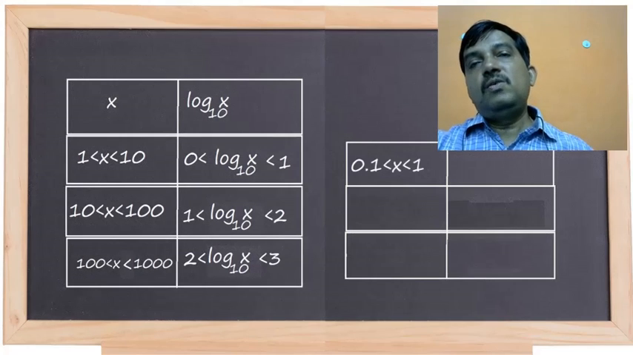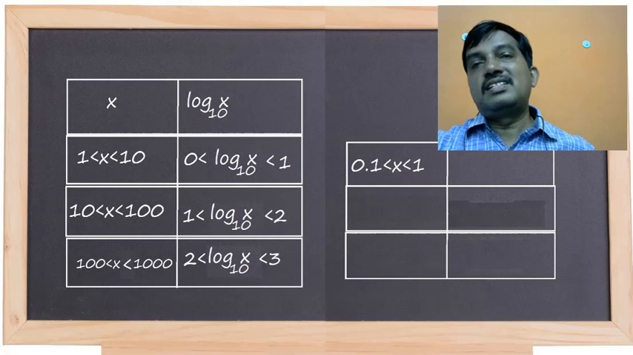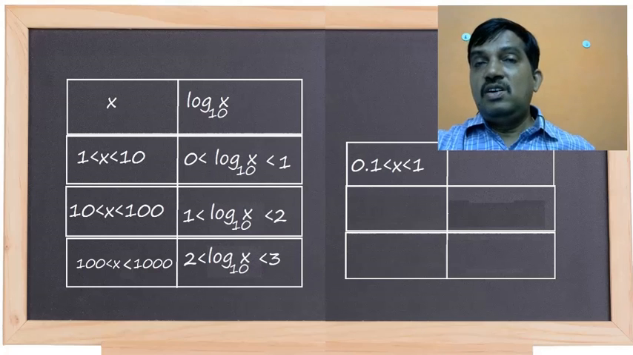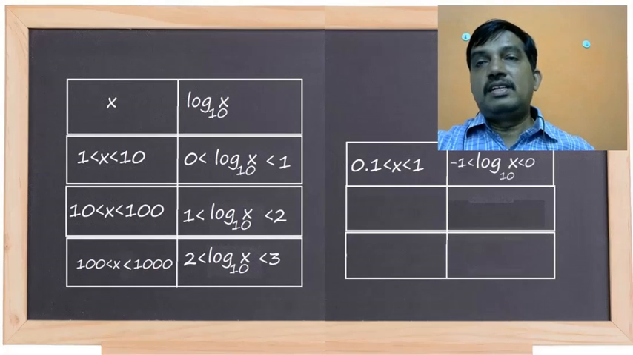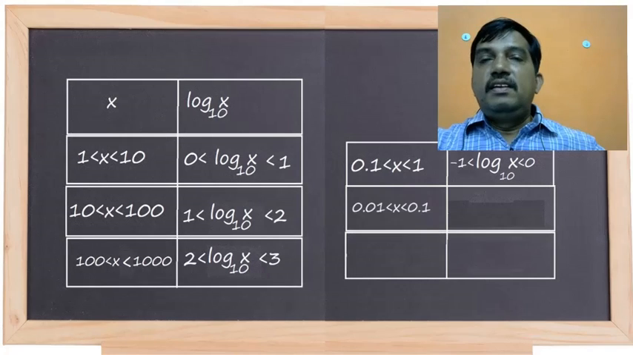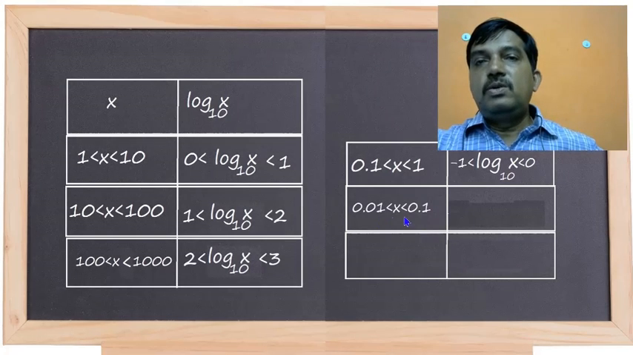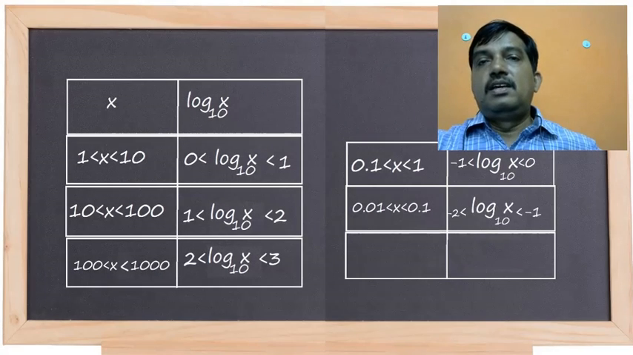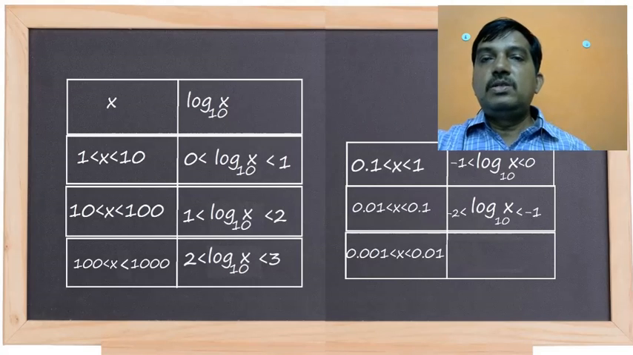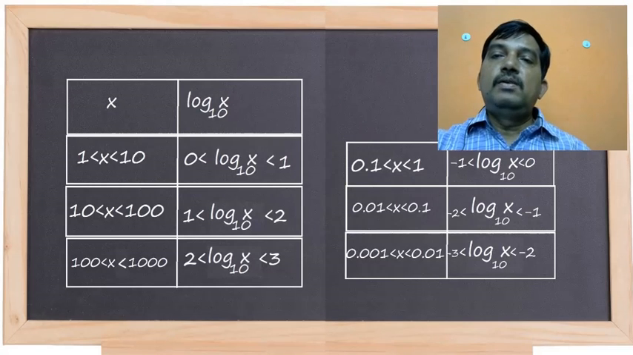And if x lies between 0.1 to 1, that is, x is less than 1 here. When x is less than 1, log 1 is 0, and definitely log x is negative when x is less than 1. And what is log of 0.1? It is minus 1. And log 1 is 0. Therefore log x lies between minus 1 to 0. If x lies between 0.01 to 0.1, then log x lies between minus 2 to minus 1. And if x lies between 0.001 to 0.01, then log x lies between minus 3 to minus 2.